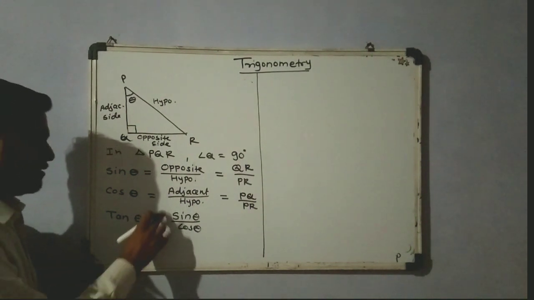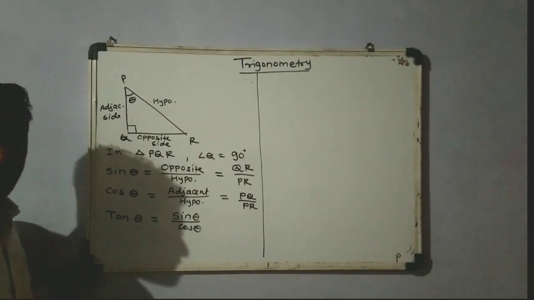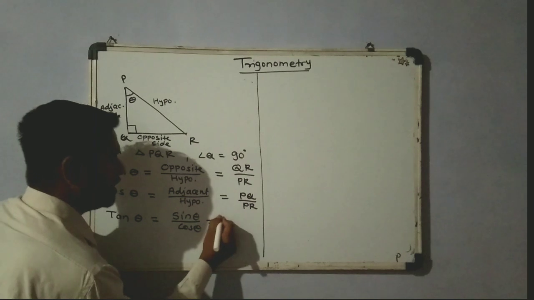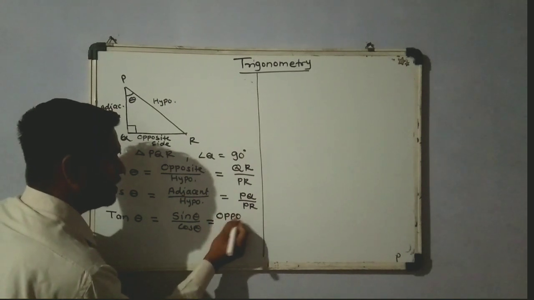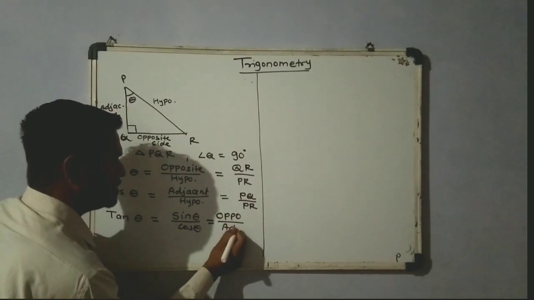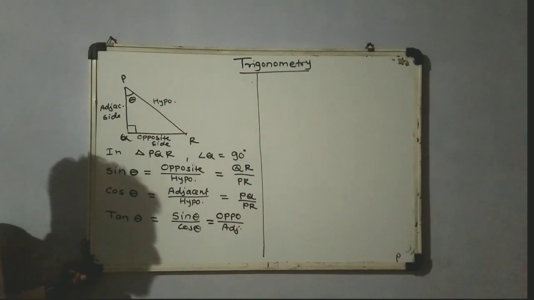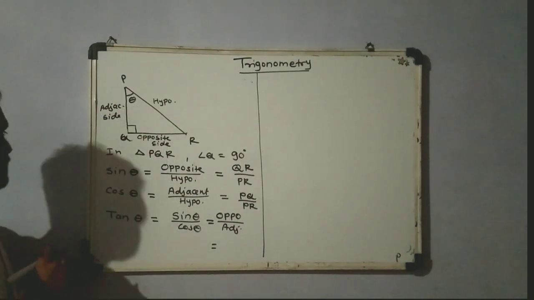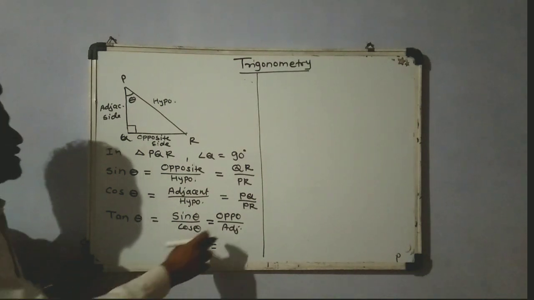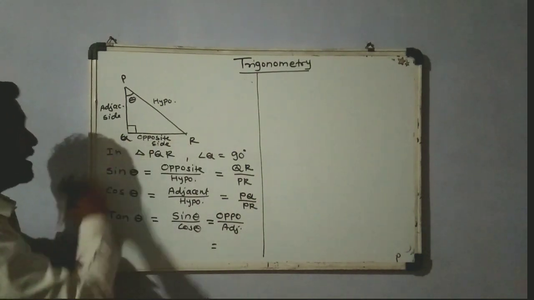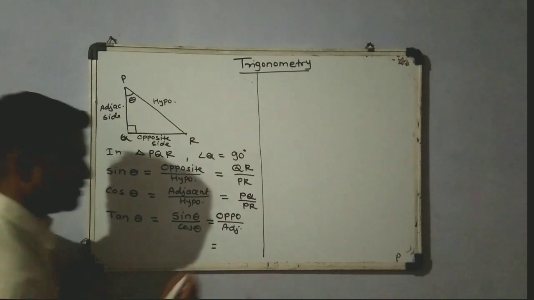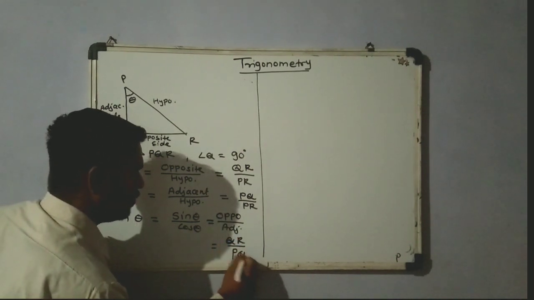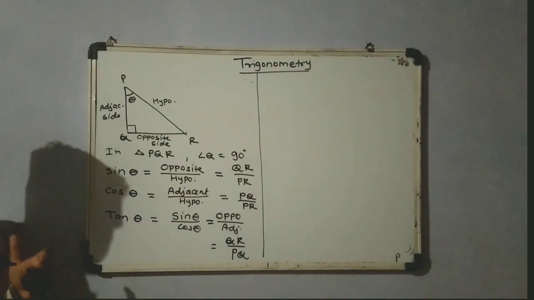So by using division between sine and cos, the hypotenuse will cancel out. So what remains? It becomes opposite side divided by adjacent side. So by using angle P as theta, its opposite side is QR and its adjacent side is PQ. So it becomes QR divided by PQ. Okay. So these three formulas you have to learn.